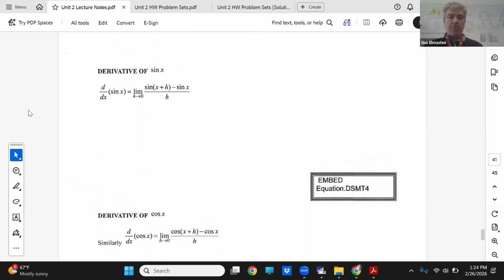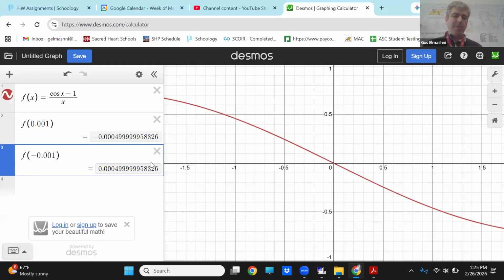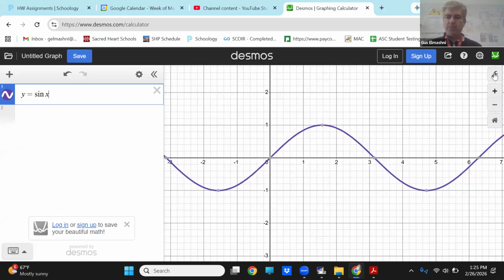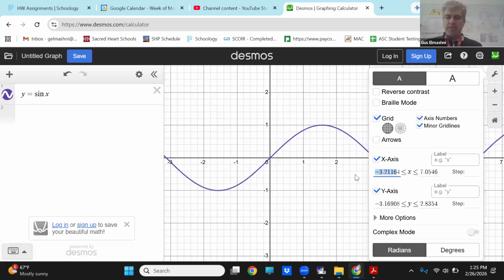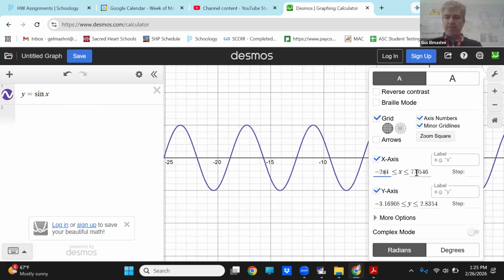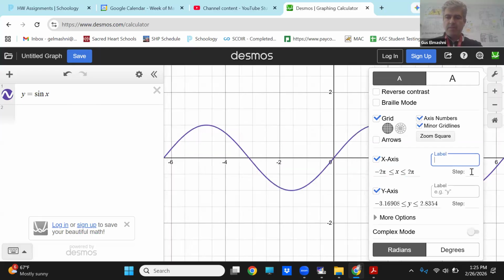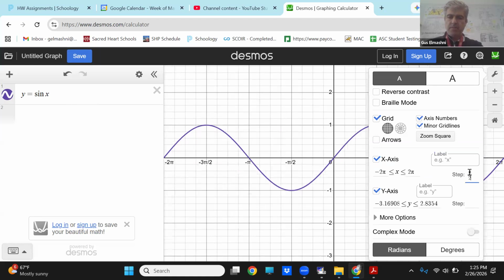So now, with that knowledge, we can hopefully come up with the formal derivations of these derivatives of sine and cosine. But first, let's look at graphically what's happening. I could just tell you what it is, but you guys are honor students, right? So y equals sine x. And if you ever want to change the axes, you can always just do that.